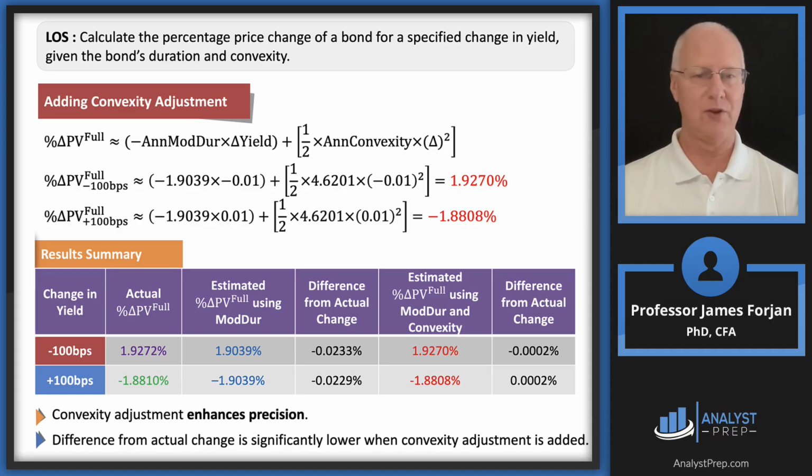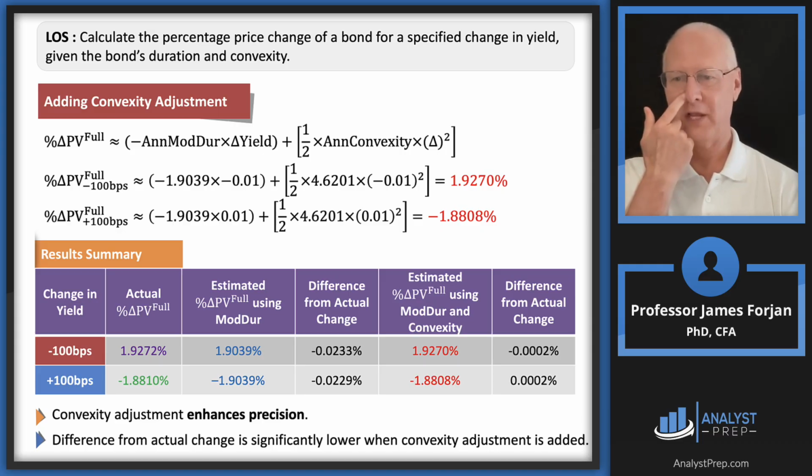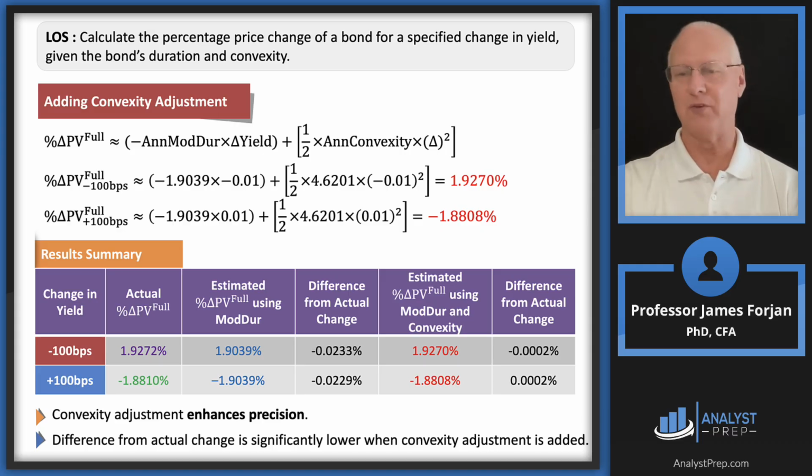convexity is. What I want you to do here just quickly is compare column 2 and column 3, right? There's the actual blue and green that we computed a few moments ago. Compare that to the blue. And the difference is, what is that? 0.0233%, 0.0229%. But if we use duration and convexity, notice how much more accurate we are. That's beautiful. The difference is 0.0002%. There's a whole bunch of zeros in there.